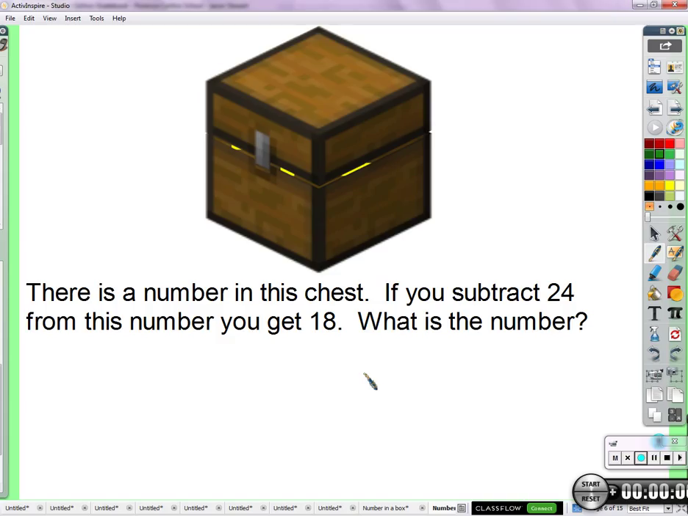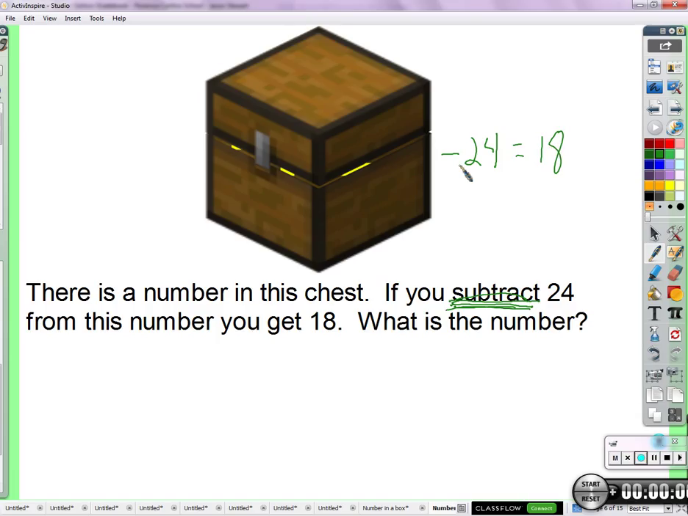Let's look at it this way. Let me write with math symbols what this sentence is saying. Here's the number, whatever it is. What are we gonna do to it? Subtract it. We're gonna subtract 24. You see, I'm subtracting 24 from this number, whatever it is. And what happens? You get 18. Okay. Well, this number minus 24 is 18.